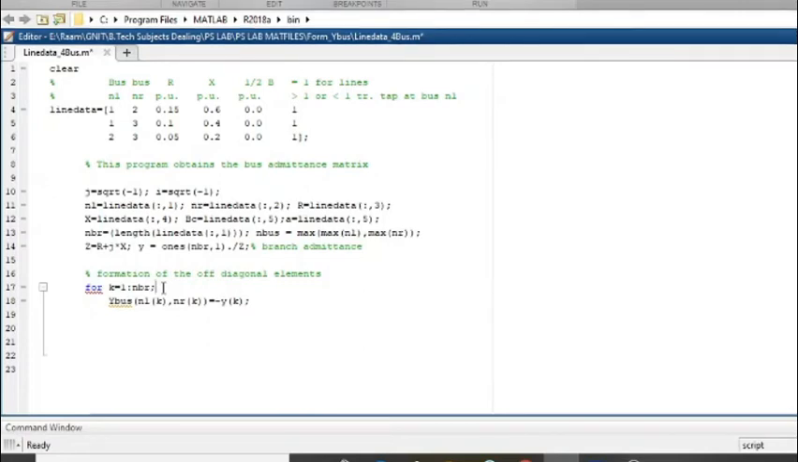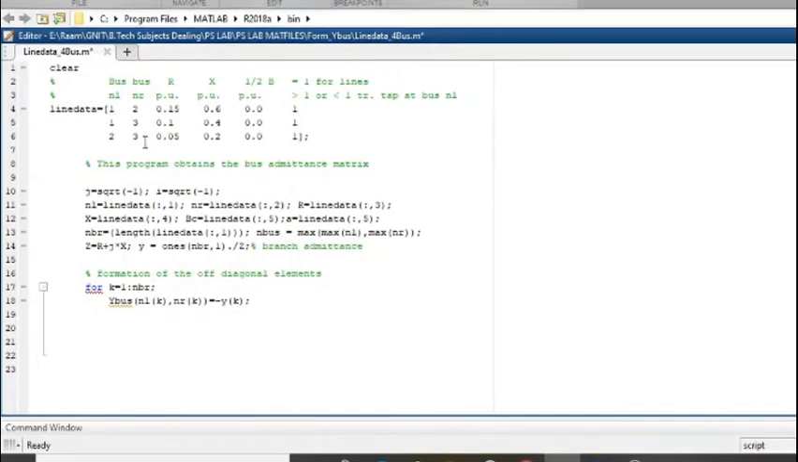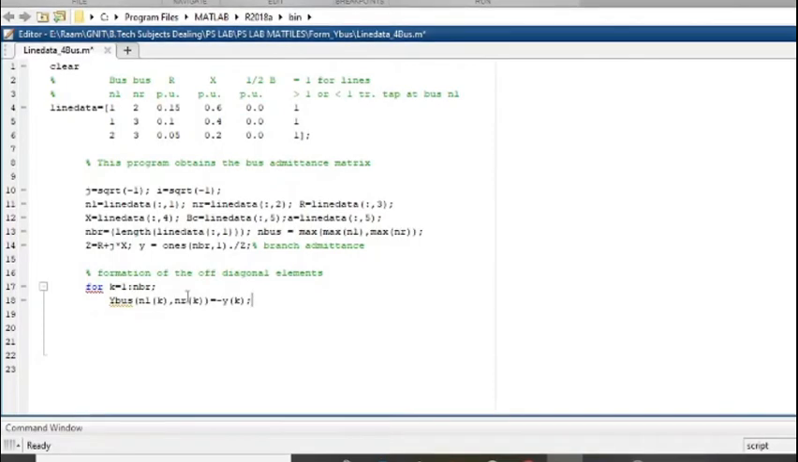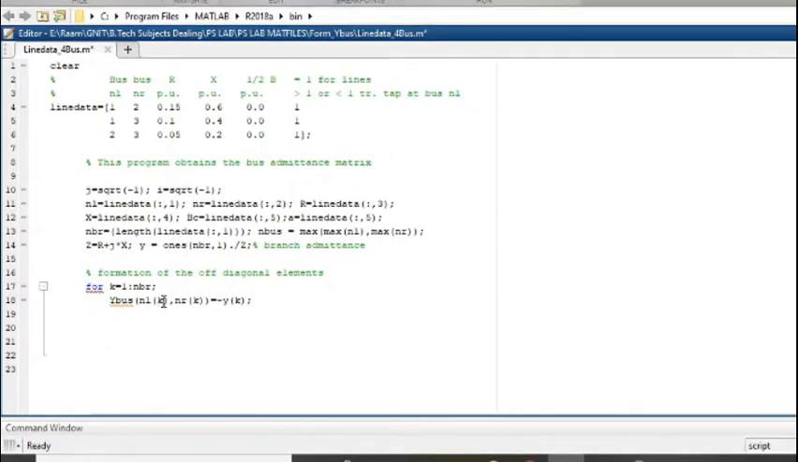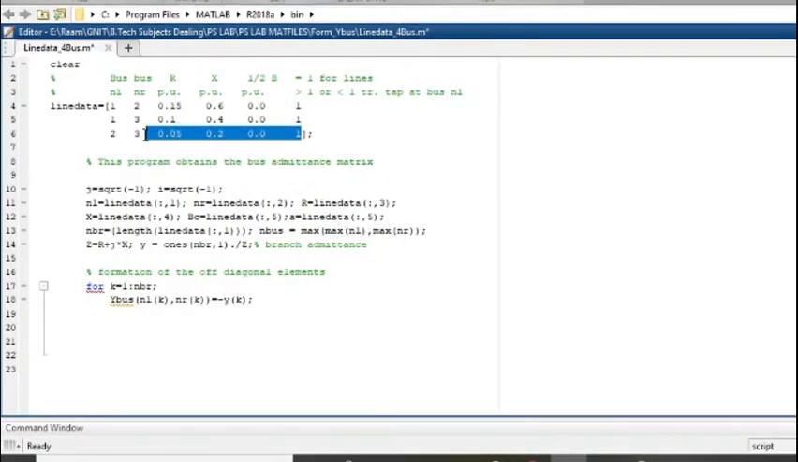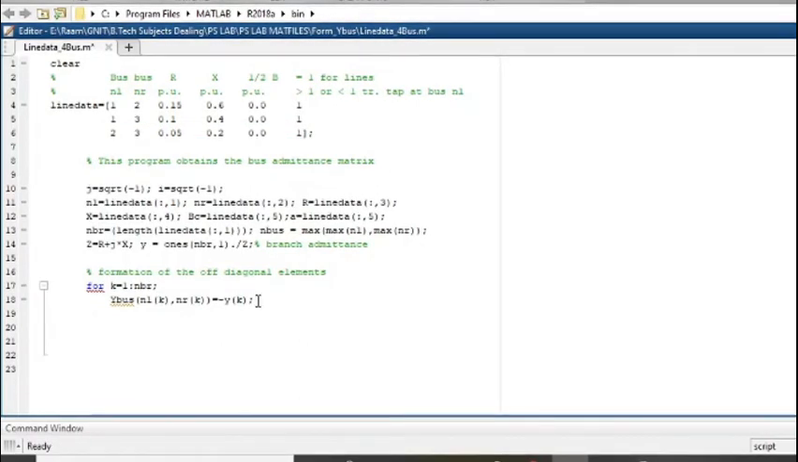Similarly, if k is equal to 2, what happens? What is NL of 2? 1. What is NR of 2? 3. So again it is going to calculate minus y of 2, that means the second element admittance value. Similarly, the third one. If k is equal to 3, what is NL of 3? 2. What is NR of 3? 3. So that means it is calculating Y23 is equal to minus y of the third element admittance value. This is the way it is going to calculate the off diagonal elements.